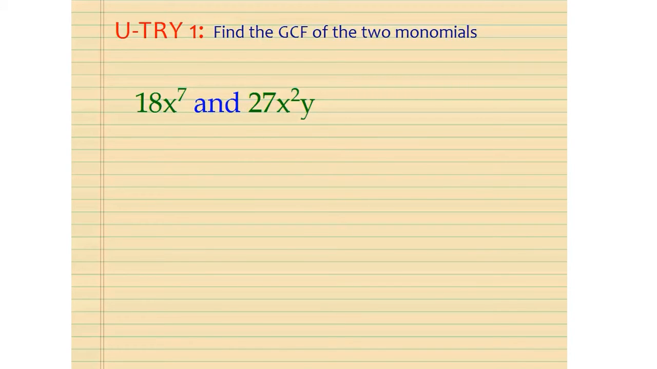Here's your U-try. Again, you want to think about the numbers first and the variables second. And you're thinking about multiplying and dividing.